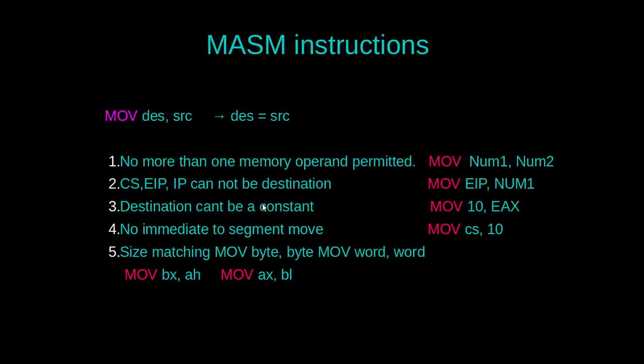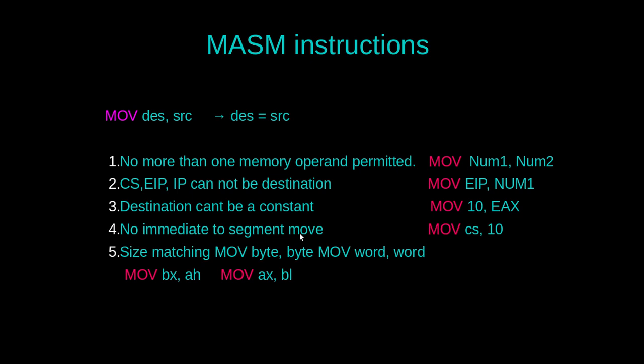Now we stopped here. Destination cannot be a constant. I can't move a memory location or a constant or a register to a constant. I can't say 10 equals EAX, but I can say EAX equals 10. That's different. So a constant can't be a destination.